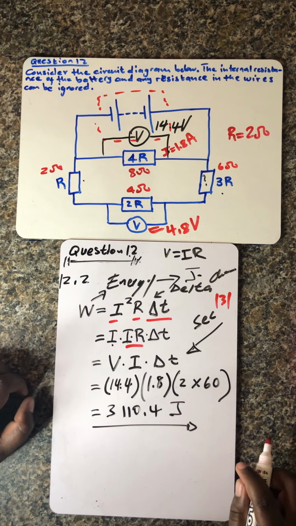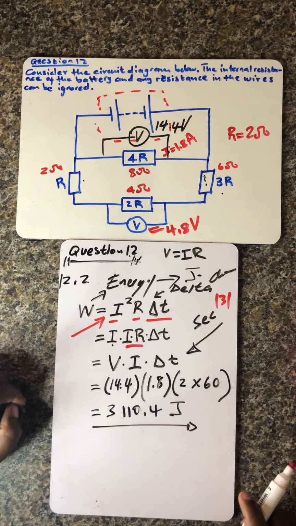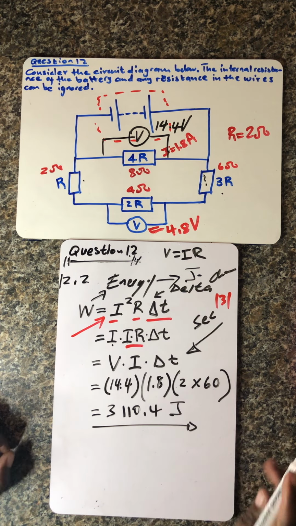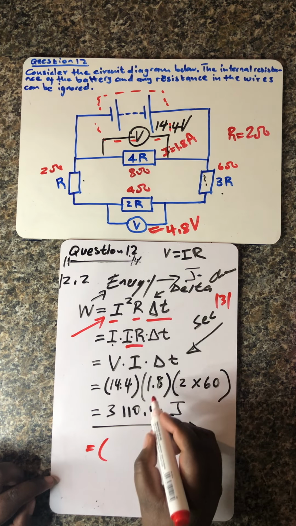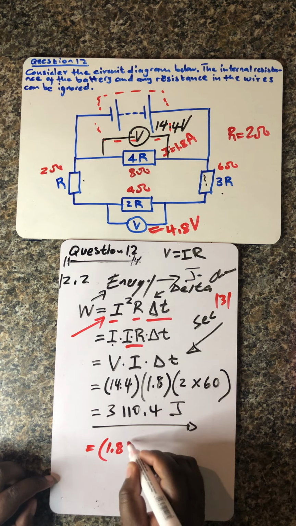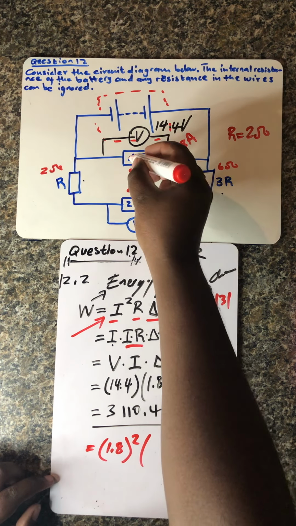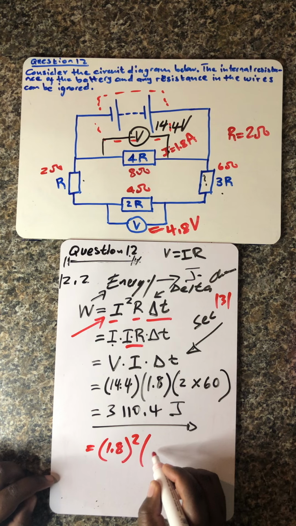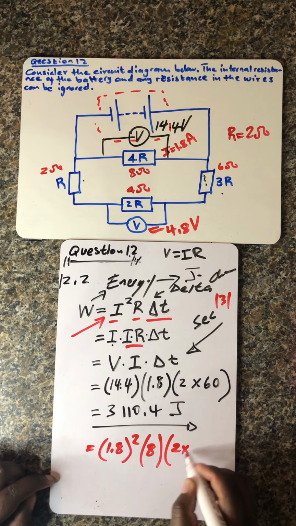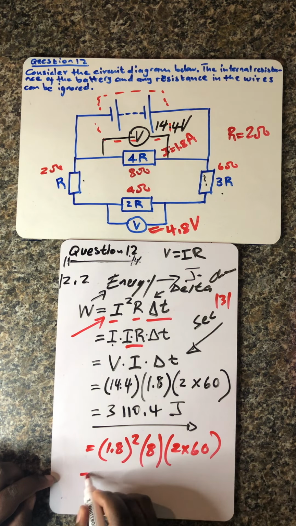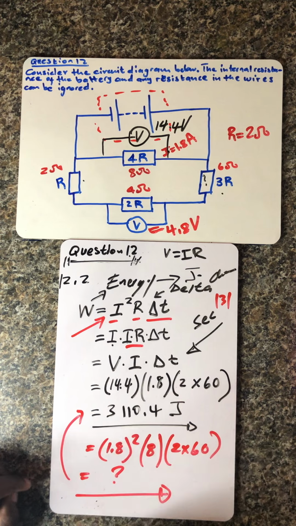Someone is asking themselves, what if I used that formula from there? This is how you'd substitute. What was your I? Your I obviously was 1.8, then you square. What was your R? Your R is 2 times 4, which is 8. And then what is your change in time? It is 2 times 60. Punch all of this and tell me if you get the same answer.